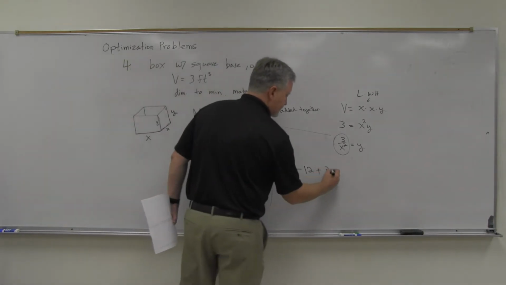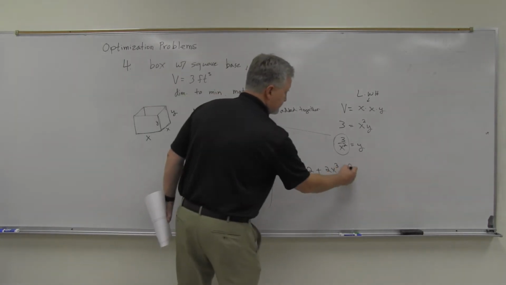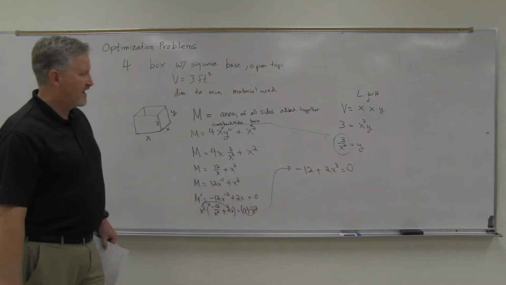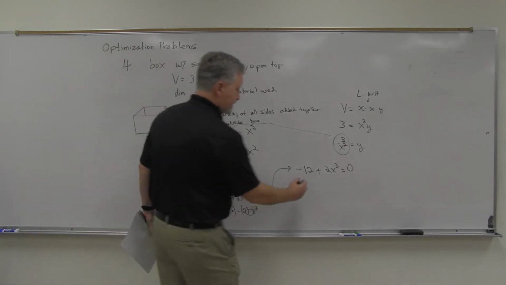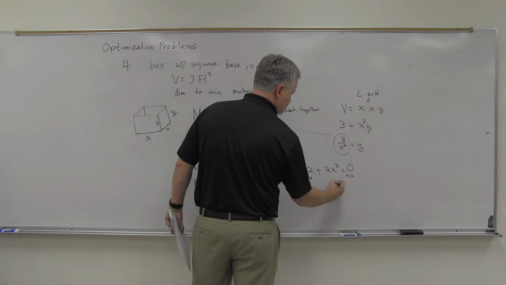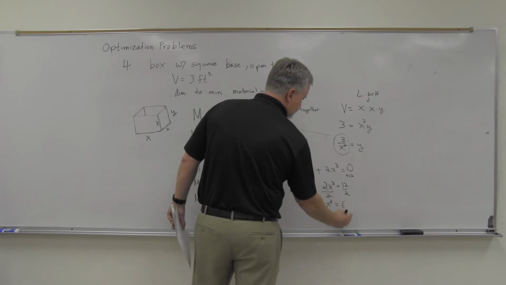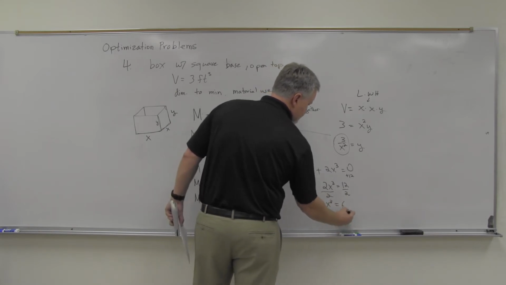And then of course 0 times anything is still 0, so yeah, makes it a lot nicer equation. All I have to do there is add the 12, divide by 2. X cubed equals 6, and so x would be the cube root of 6.